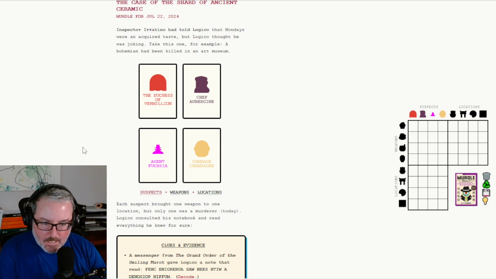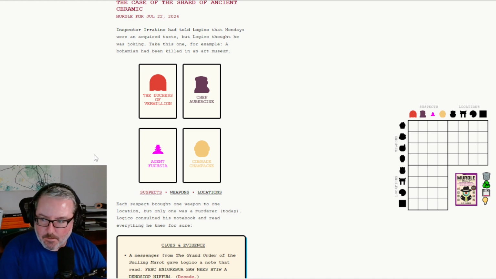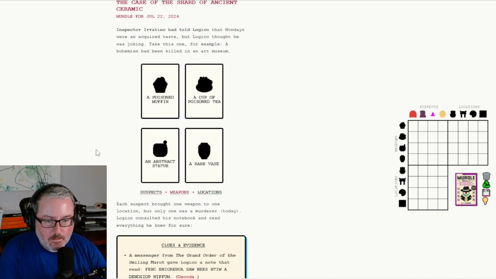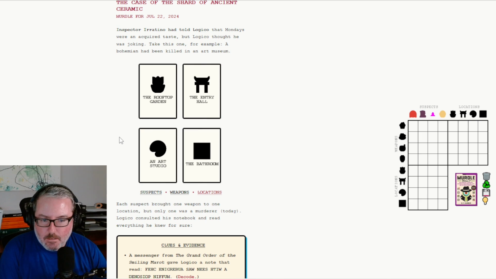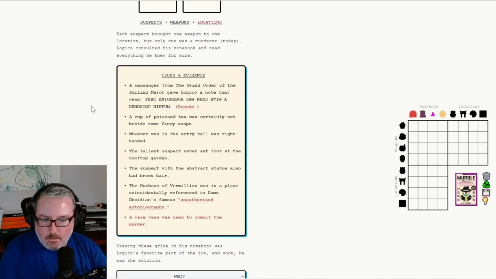Comrade Champagne. Look at the other screen because it's easier to read there. It's Comrade Champagne, okay. Our weapons are a poisoned muffin, a cup of poisoned tea, an abstract statue, or a rare vase. And the locations are the rooftop garden, the entry hall, an art studio, and the bathroom. What a wonderful place to die, in the bathroom. Ask Elvis about it. Clues and evidence.